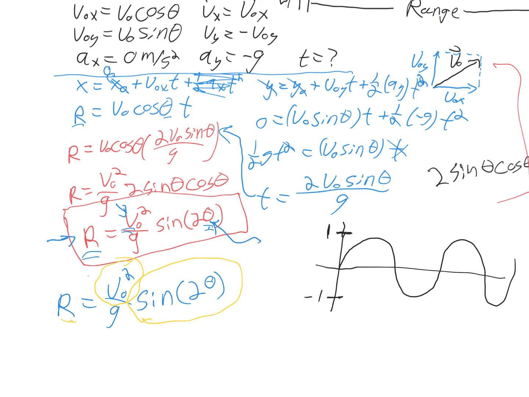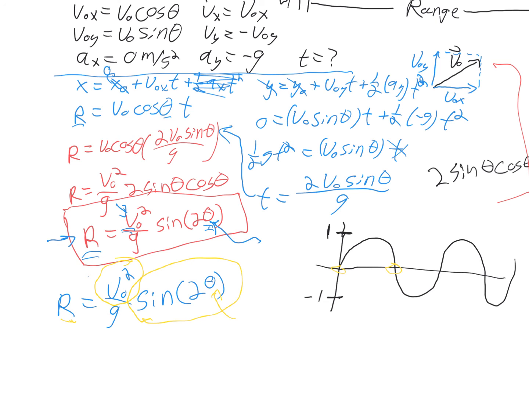So for example, if you threw at a 0-degree angle, you'd be throwing it straight at the ground in front of you. Sine of 0 is 0, and so it wouldn't go anywhere. Similarly, if you plugged in 90 degrees, so you threw it straight up in the air, sine of 2 times 90, sine of 180, is also 0, and so it wouldn't go anywhere because it would go straight up and come right back straight down.